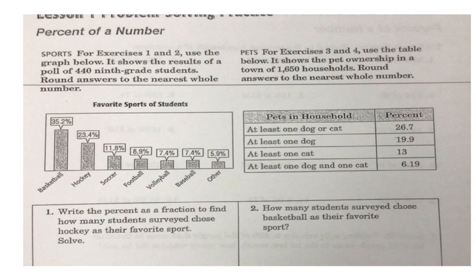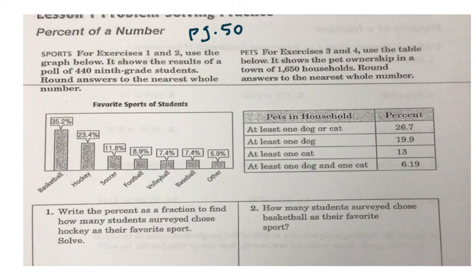We're going to turn the page over to, I think this is page 50. So turn to page 50, and I'll write this at the top. It says at the top, for exercises 1 and 2, use the graph below. It shows the results of a poll of 440 ninth grade students. Round answers to the nearest whole number.